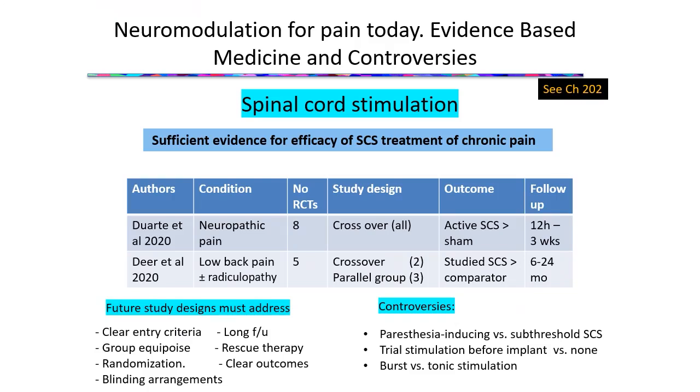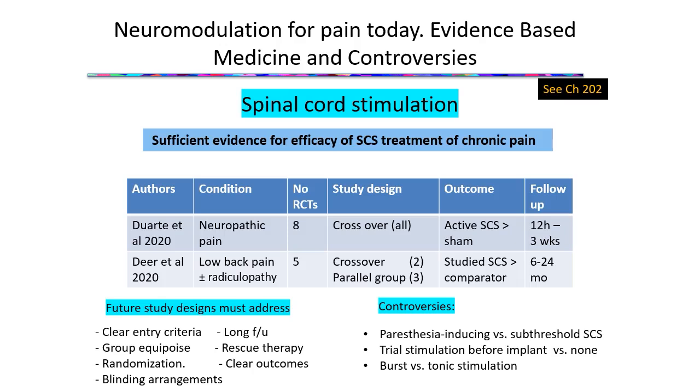Next, I will discuss the current status of some of the mainstream neurosurgical pain procedures. Over the years, of all the various neuromodulation treatments, spinal cord stimulation has emerged as an indisputably successful pain-relieving method. A systematic review by Duarte and others in 2020 of 8 randomized sham-controlled crossover studies showed efficacy for spinal cord stimulation in neuropathic pain. Another review by Deer and others found 5 high-quality control trials for low back pain, with or without radiculopathy.